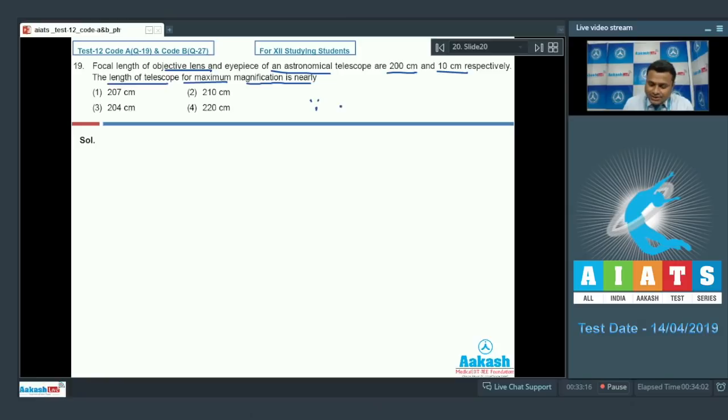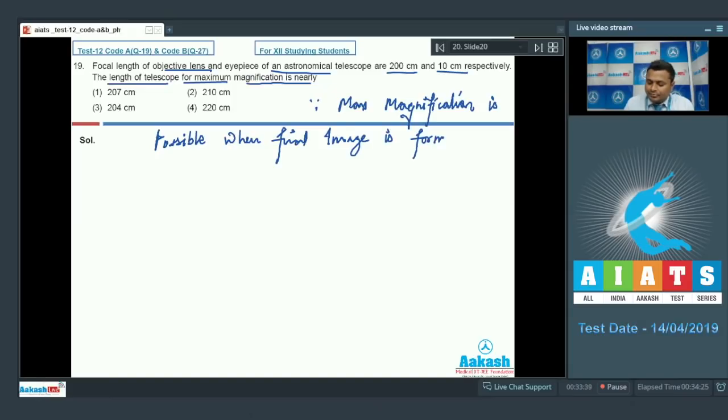So since we know that maximum magnification is possible when final image is formed at least distance of distinct vision, therefore length of the telescope will be given as fo plus D times fe upon D plus fe.